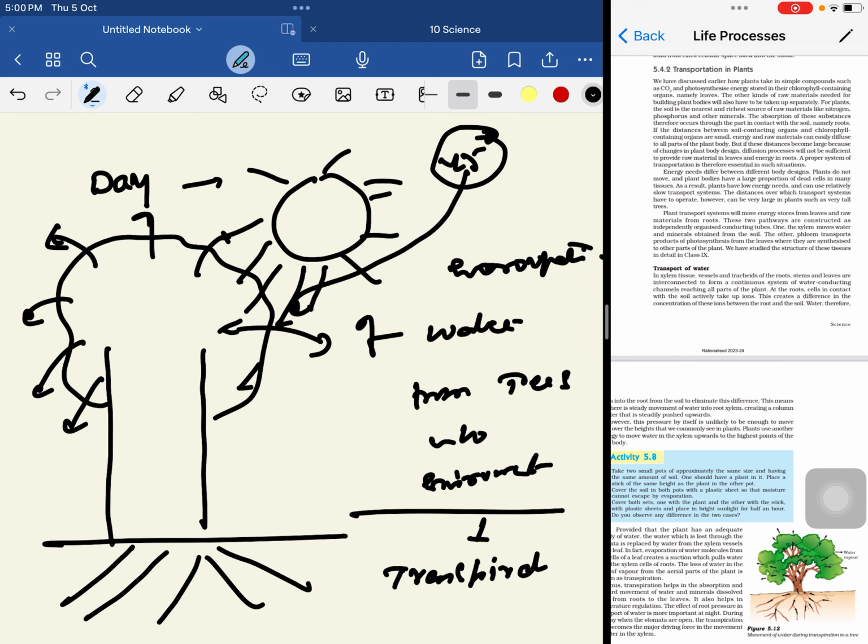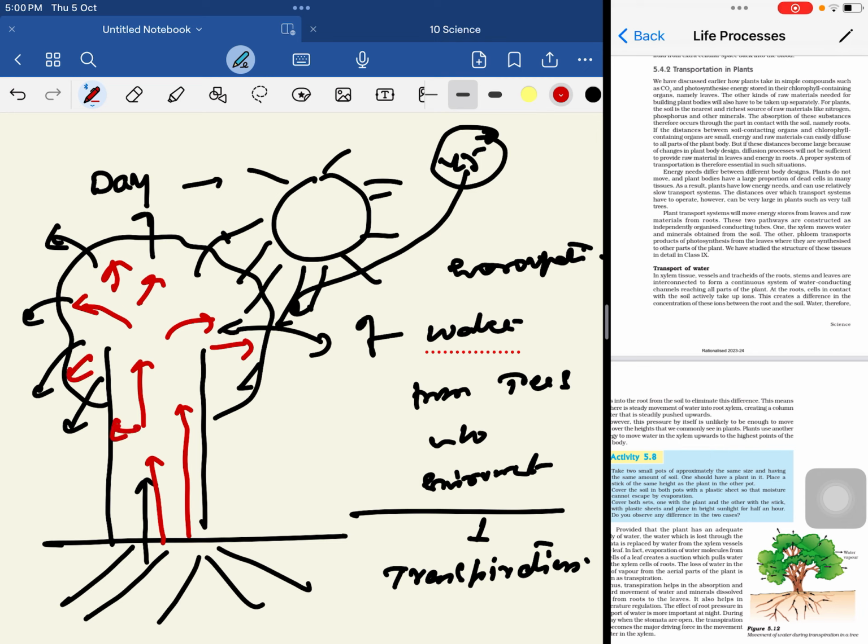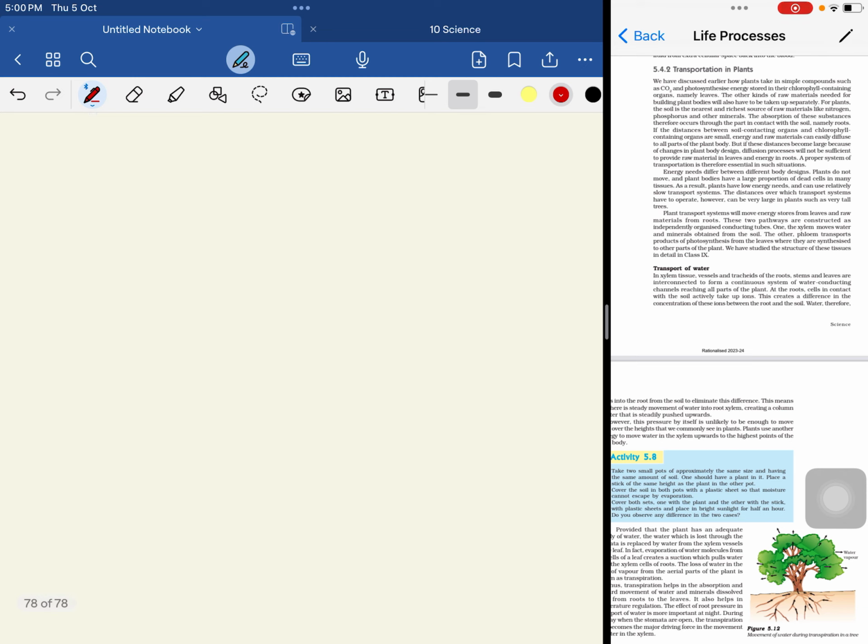This is called transpiration. So what is transpiration, students? Transpiration is the evaporation of water from the trees into the environment during the daytime. So all the water goes out. This will create a negative force which will drag water from the soil into the leaves. This is one of the processes. This transpiration causes the evaporation of water, which makes a negative force to transport water into the leaves during daytime.